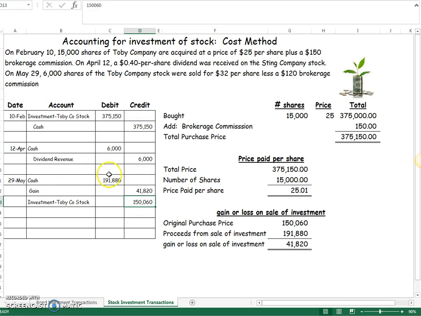So before I move on, I'll make sure that my debits equal my credits. My total debits for this journal entry equal $191,880. My total credits also equal $191,880, so I am in balance. So that is how you account for the purchase of a stock investment under the cost method, as well as receipt of dividend, and then a sale of part of your shares of stock, all under the cost method.